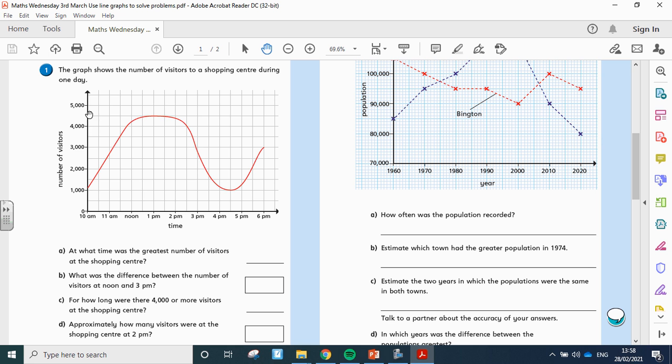So this is 4,000, 5,000. Hopefully you can work out that that's got to be 4,500. So that noon, if you follow it across, was just kind of halfway there. So this is 4,000. This is 4,500 here. Can you work out what's halfway there? Jot that down. And then we need at 3 p.m.